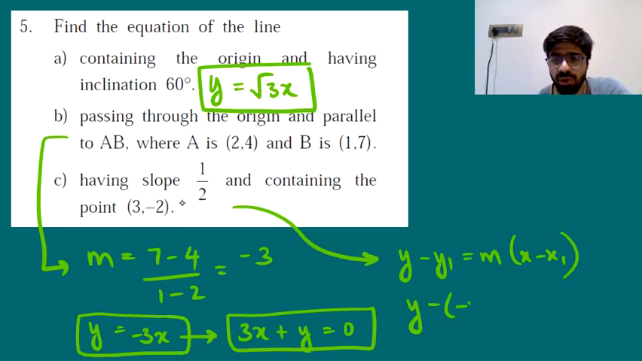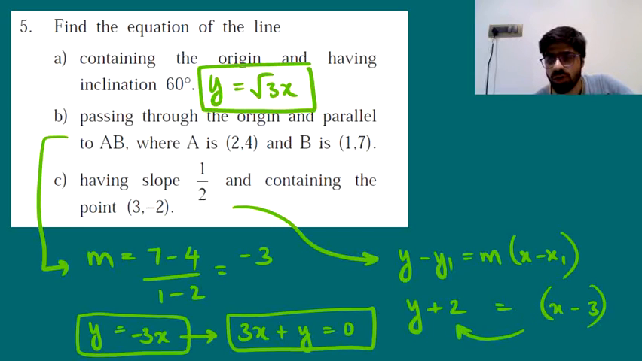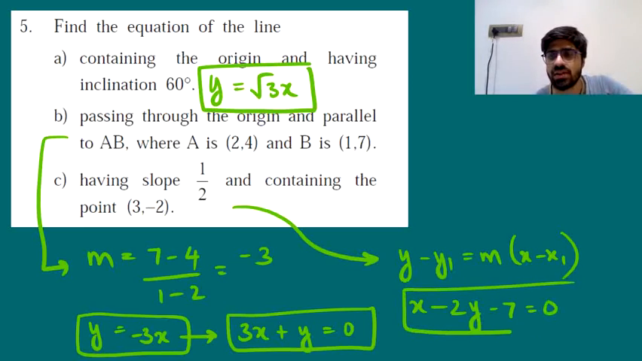So y minus of minus 2 is what we have, equal to m, the slope, which is half, into x minus x1, that will be x minus 3. So on the left this will be y plus 2. You can take that 2 on the left. So on the left you will have 2y plus 4. And from the right hand side, when minus 3 goes on the left, this becomes 7. And now we can take the two terms on the right here. So we will have x minus 2y minus 7 equal to 0. And that's the equation of your required line for question number C.